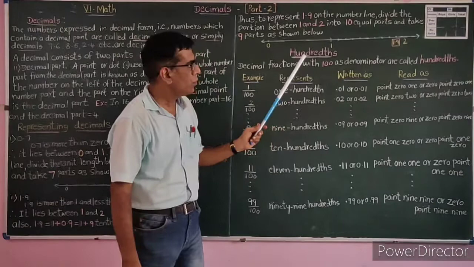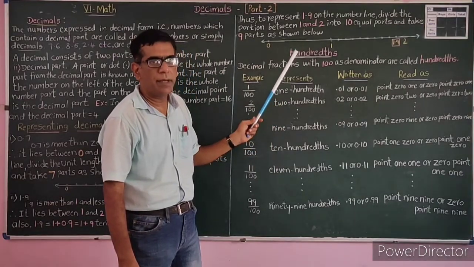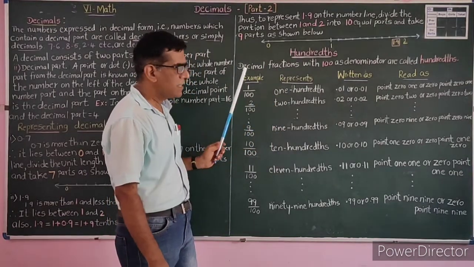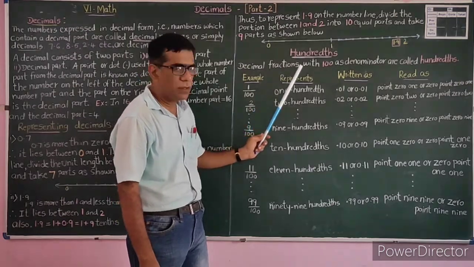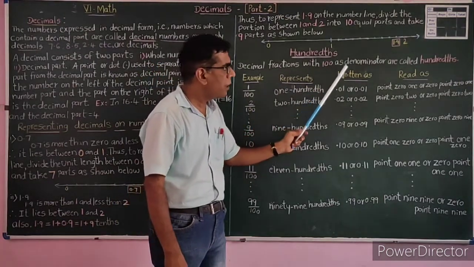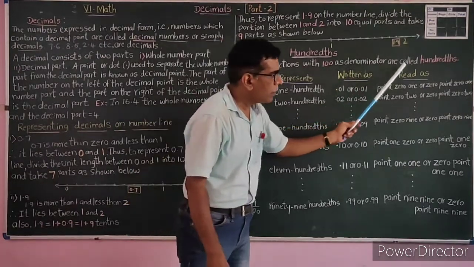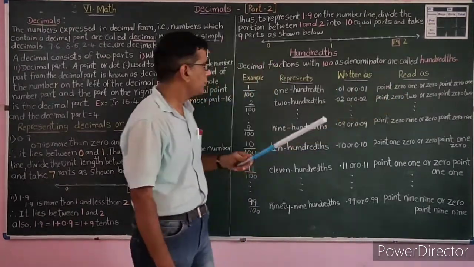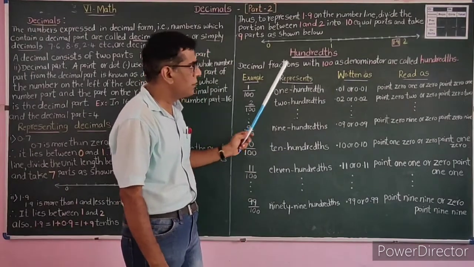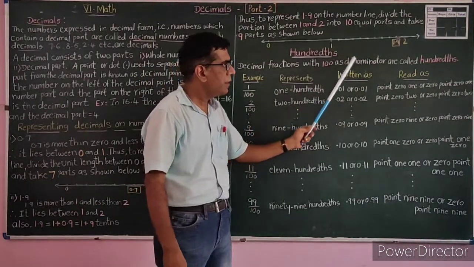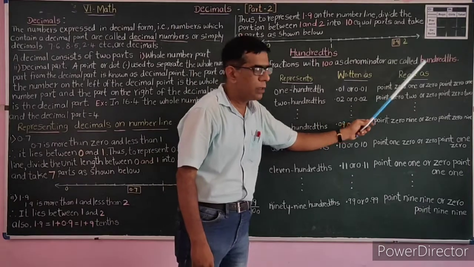Now children, we move to hundredths. Decimal fractions with 100 as denominator are called hundredths.